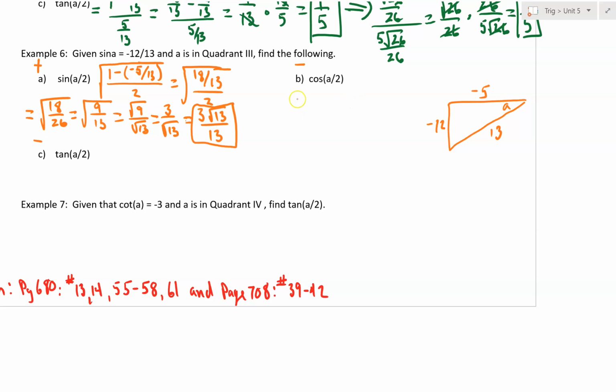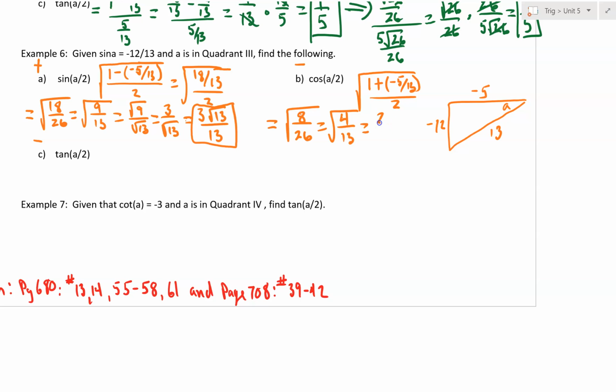The only difference is the first part of this, which is going to say 1 plus, and then cosine, again, this is going to be minus, and all that's over 2. So I'm going to probably do this one a little quicker. Now I'm going to subtract instead of add, so 13 minus 5 is 8. 8 over 13, which makes this the square root of 8 over 26. Simplify that, you're going to get 4 over 13.